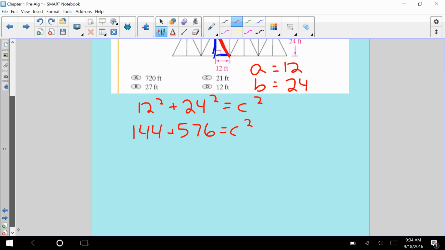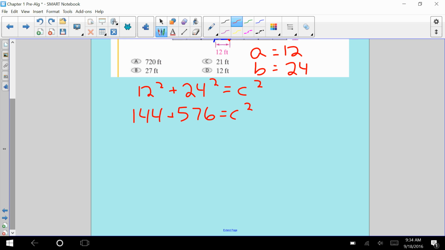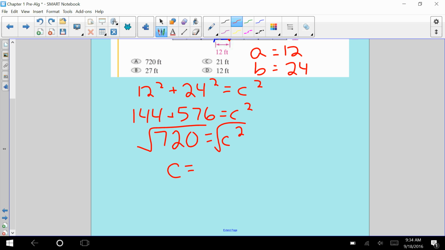Give myself a little more space to work with here. 144 plus 576 is 720, equals c squared. To solve for c, I square root both sides. And so c is equal to, when rounded, 27. My answer up above is 27 feet.